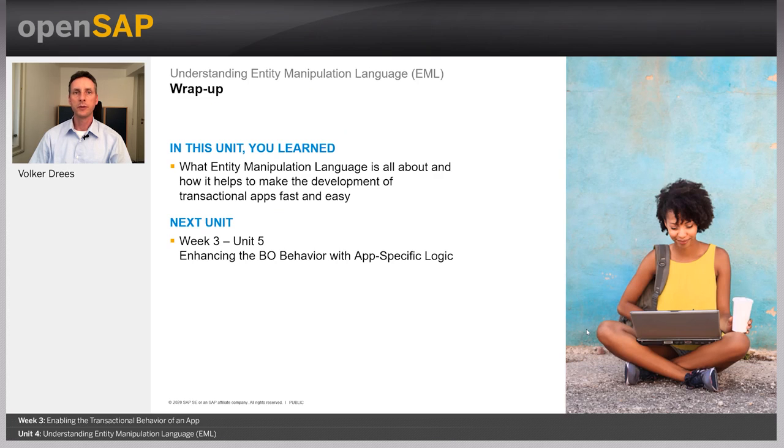That was it for the system demo. We are now at the end of this unit. Let me do a short recap. In this unit you have learned about the basic syntax of the entity manipulation language and how it allows you to read and modify transactional data. Further information for this unit is available in the appendix of this presentation. Thanks for listening and see you in the next unit where we enhance the behavior of the travel business object and subsequently use EML to implement the corresponding business logic.